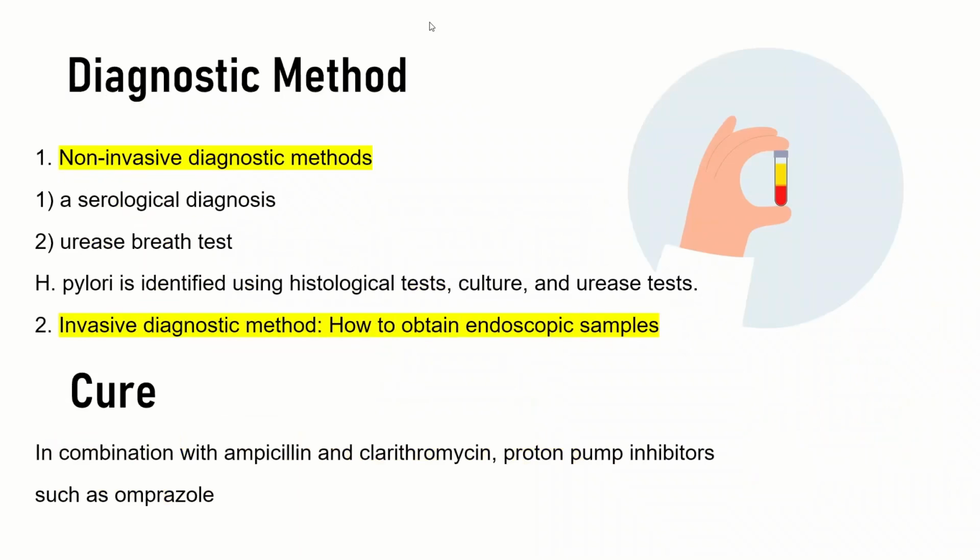Helicobacter diagnosis is divided into non-invasive and invasive methods. Non-invasive diagnostic methods include a serological test and the urease breath test. Helicobacter pylori is identified using histological tests, culture, and urease tests. Invasive diagnostic methods include obtaining endoscopic samples. Treatment can combine ampicillin and clarithromycin with proton pump inhibitors such as omeprazole.